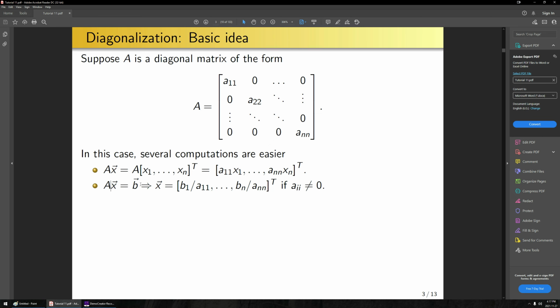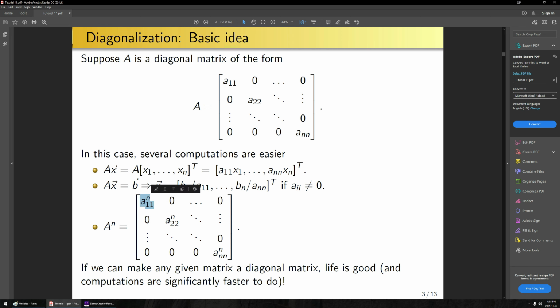So in either case, this is very easy to solve this system. Okay, next up, what if I wanted to compute A to the n? We've seen some applications where we wanted to compute A to the n for some of the graph theory stuff, right? Well, if I have A that looks just like this, computing A to the n is simply taking the nth power of each of these diagonal terms. So in general, if I can make any given matrix a diagonal matrix, then life is good and computations are significantly faster to do.